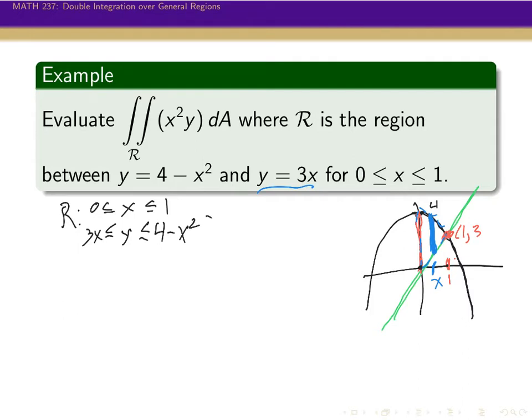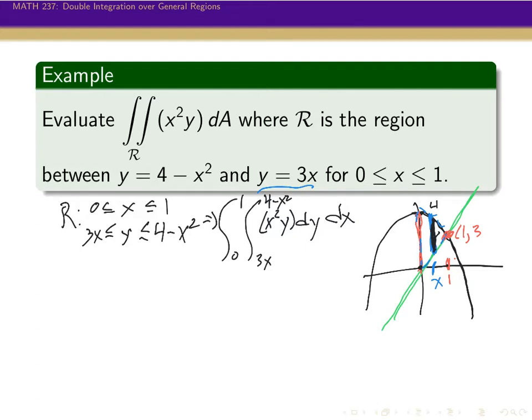So our integral is going to be, let's do the inside integral first. So we're doing x squared y. Since we're integrating up this vertical line, going up on a vertical line means that we're doing y first. And the bounds for y are going from 3x to 4 minus x squared. And then we're integrating in terms of x, and the bounds for x are from 0 to 1.